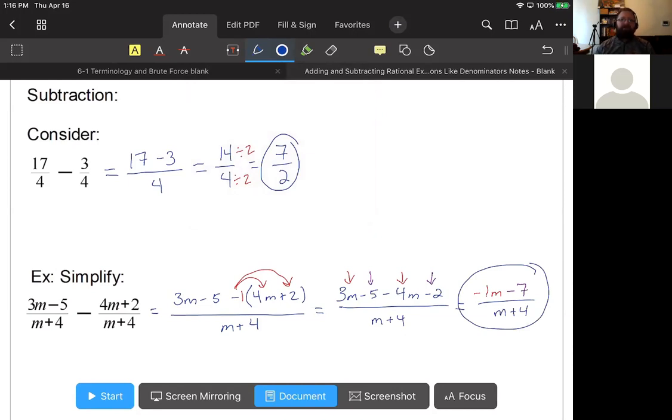So again, we have to be careful with these negative signs. We have to remember that this negative sign in the middle applies to both of the terms in the second binomial. Okay, so to make sure that it is being distributed to both terms in the numerator of the second fraction. Let's do a couple more examples of subtraction, and then we will move on for the day.